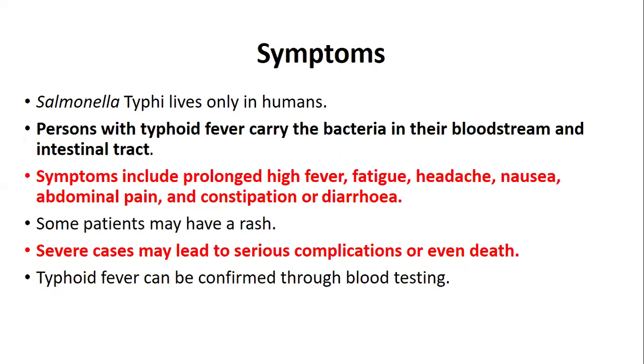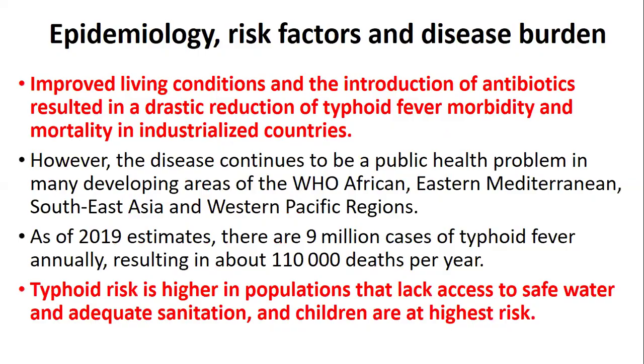Symptoms include prolonged high fever, fatigue, headache, nausea, abdominal pain, constipation, or diarrhea. Some patients may have a rash. Severe cases may lead to serious complications or even death. Okay. Improved living conditions and the introduction of antibiotics resulted in a drastic reduction of typhoid fever morbidity and mortality in industrialized countries. Okay, so it all borders on the sanitary part.